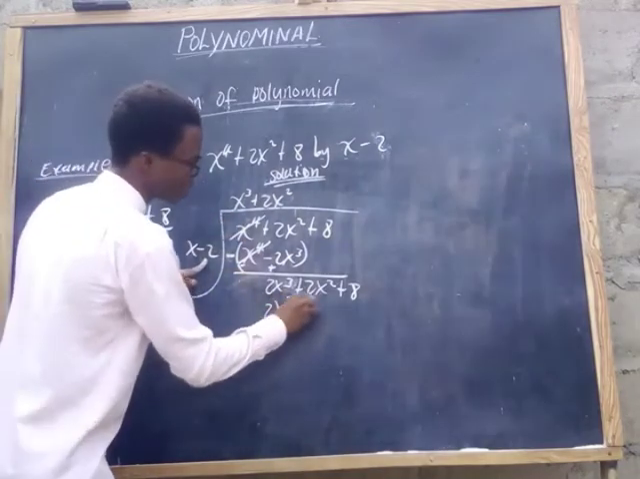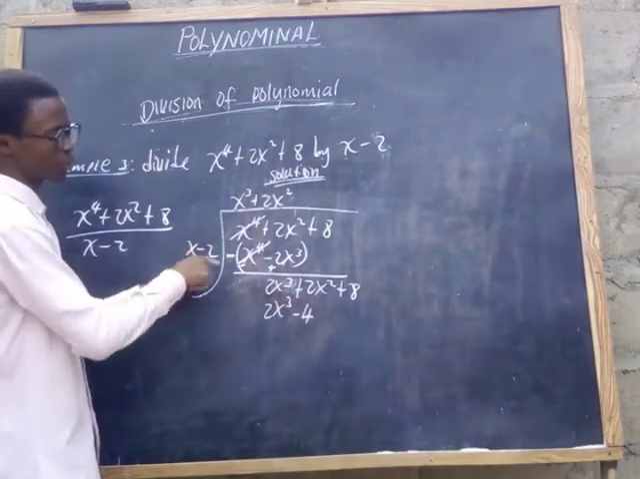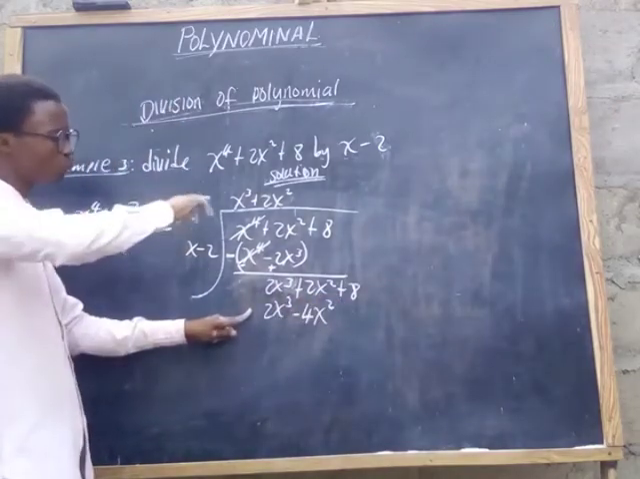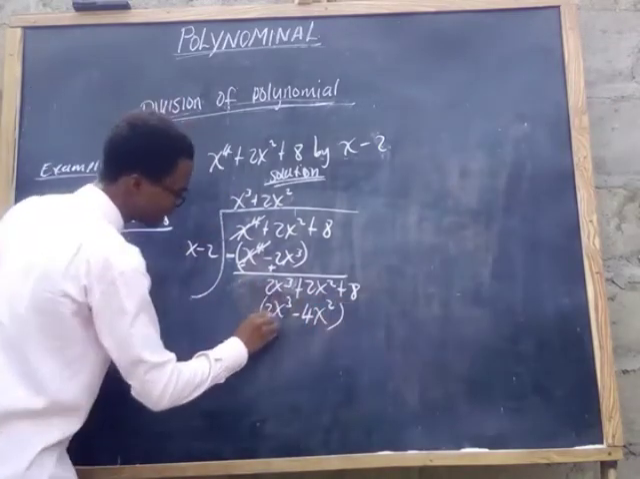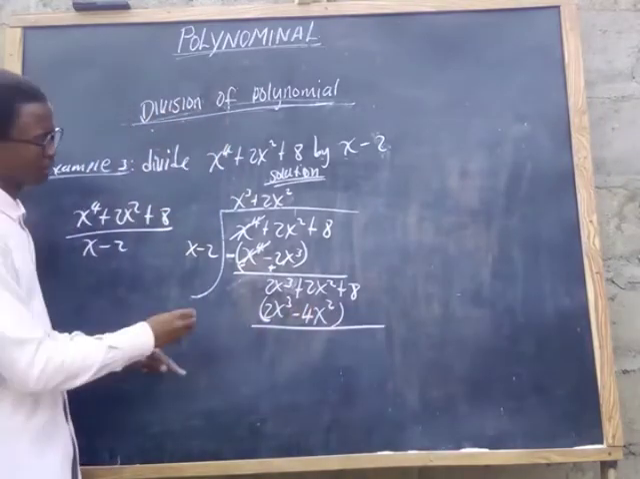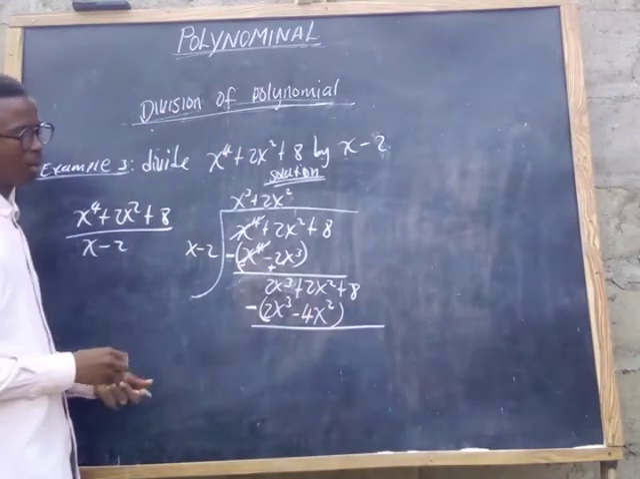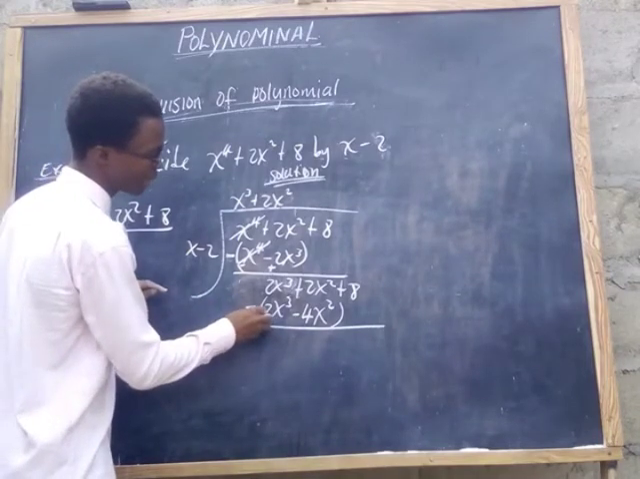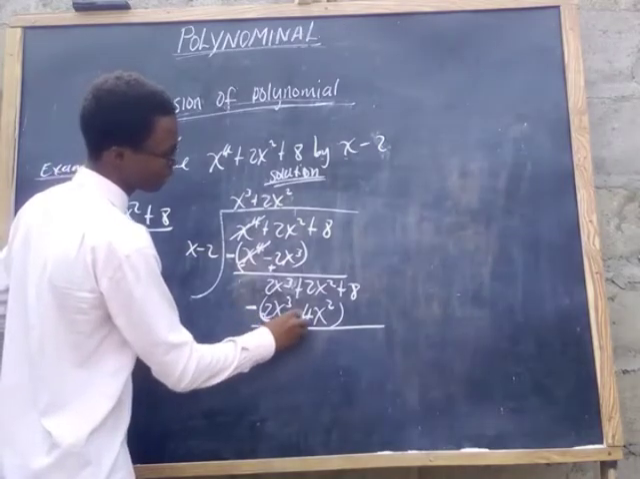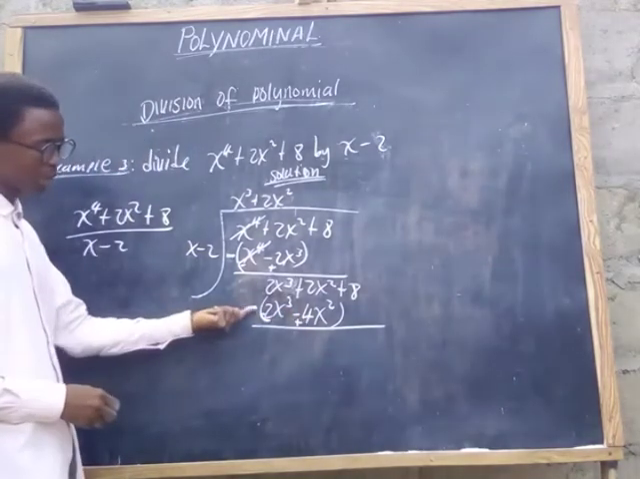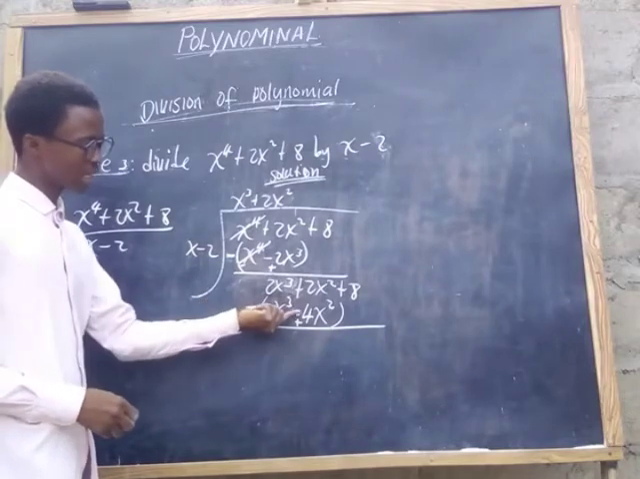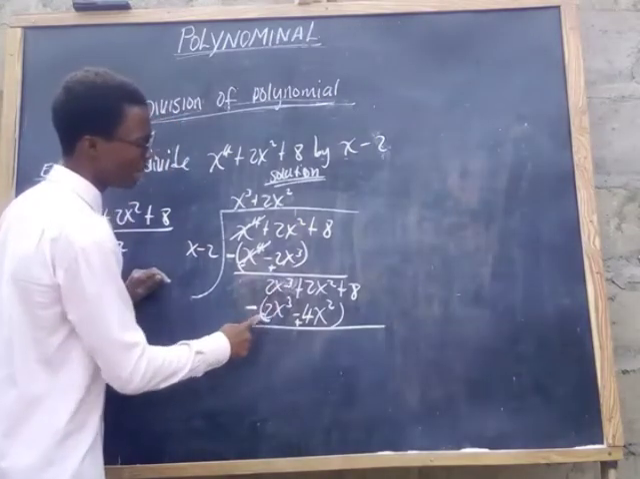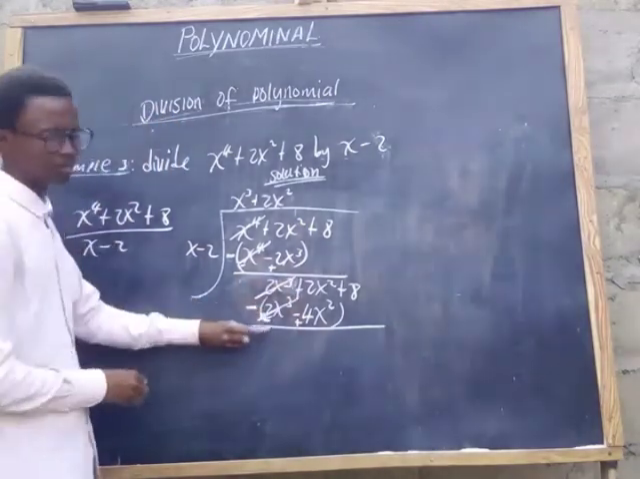Now you multiply for this. 2 times minus 2 is minus 4x square. Now what are we going to do? Put bracket again. Then you put a negative sign and underline it. What's next? Minus times plus is minus. Minus times minus is plus. So anything you are subtracting, the same thing is 0. So 2x cubed minus 2x cubed is 0. So they are cancelled.